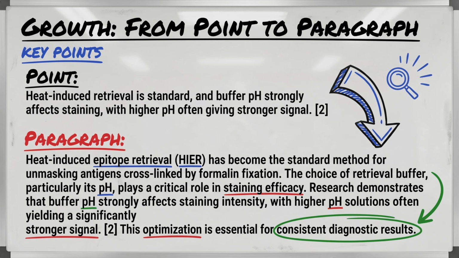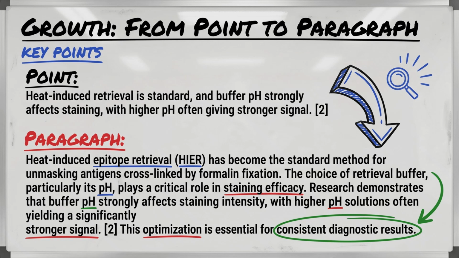Okay, let's look at how a single strong sentence point grows into a full paragraph. You start with that clear, concise sentence like heat-induced retrieval is standard and buffer pH strongly affects staining, with higher pH often giving stronger signal. You've already got your citation number attached. When you sit down to write the paper, you just expand that point. The core idea is already there, fully formed. You're simply fleshing it out with more detail and explanation.